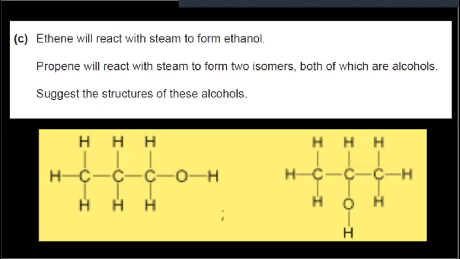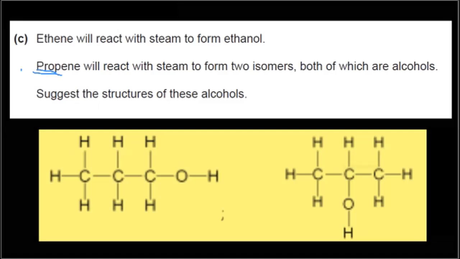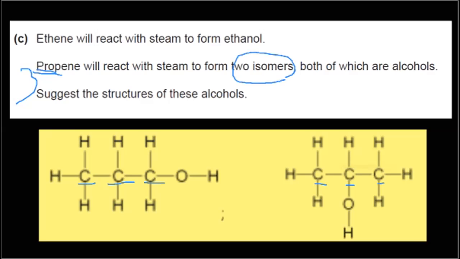All right? Now, prop, P-R-O-P, tells us that we are dealing with 3 carbons. 1 carbon, 2 carbon, 3 carbon. If you check here, 1 carbon, 2 carbon, 3 carbon. And they tell you that they are isomers. Now, isomers are atoms of the same element that form a particular compound. They have the same molecular formula, meaning they have the same number of carbons, same number of hydrogens, same number of oxygens.